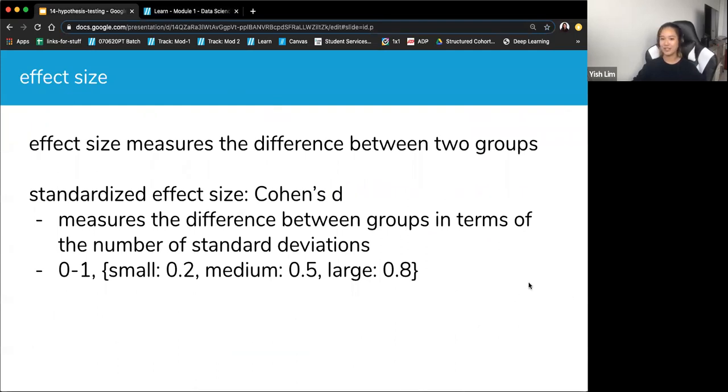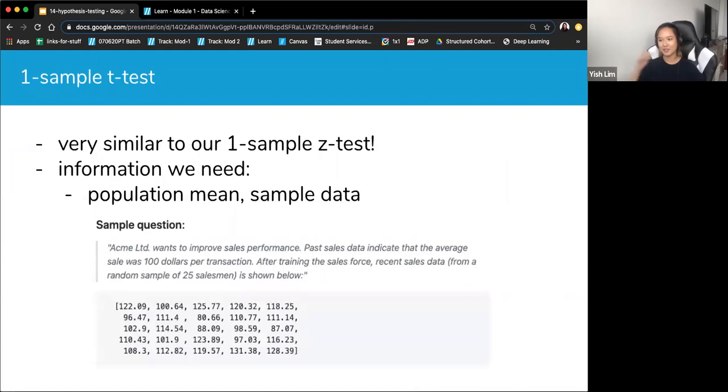All right, so let's get into our tests. Let's start with the one-sample t-test, which is very similar to our one-sample z-test, the only difference being that we don't have our population standard deviation. I think I mentioned this when we introduced the t-distribution, but as long as you don't have the population standard deviation, immediately you should think t-test.